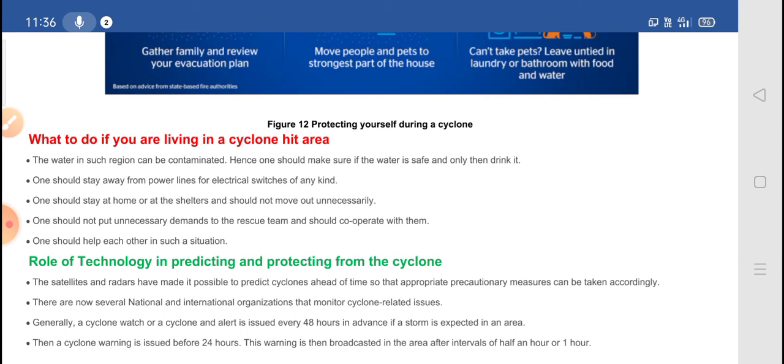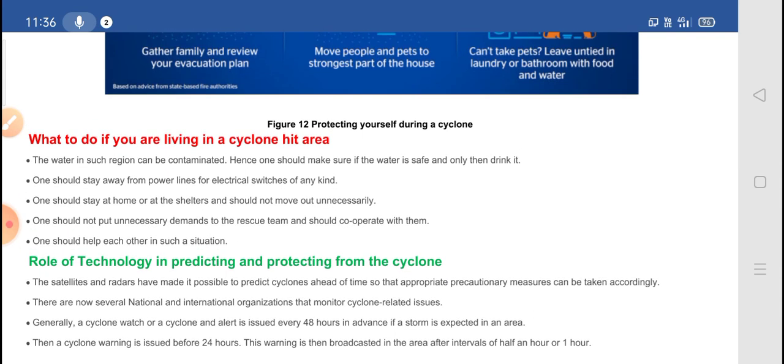Then after, one should not put unnecessary demands on the rescue team and should cooperate with them. This is the most important thing. And last, one should help each other in such a situation, right? This is also important. One should help each other in this kind of situation.